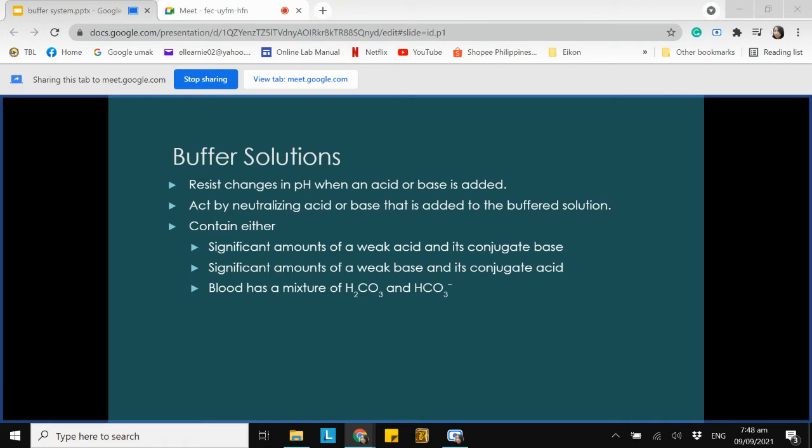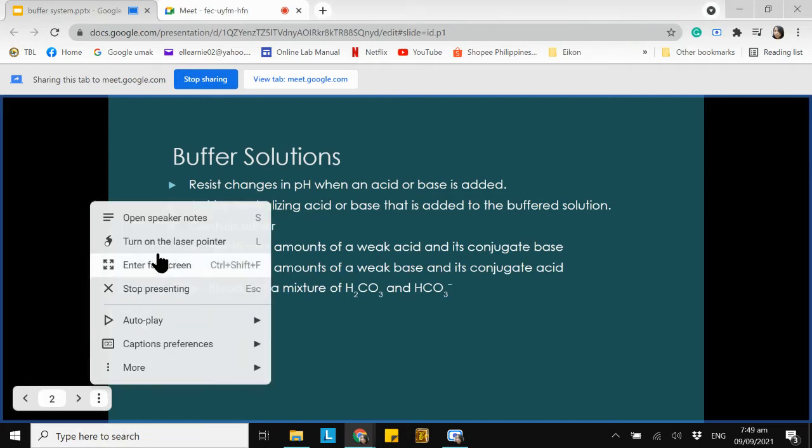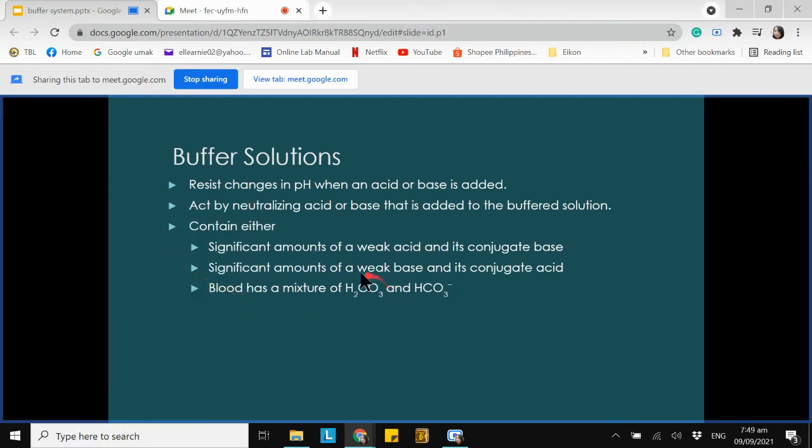Okay. And an example of a buffer is the one that we have in our blood, which is carbonic acid and bicarbonate. So the weak acid here is the carbonic acid. Let me just show this one. Yan. So ito yung weak acid natin, and this is our conjugate base. Okay?